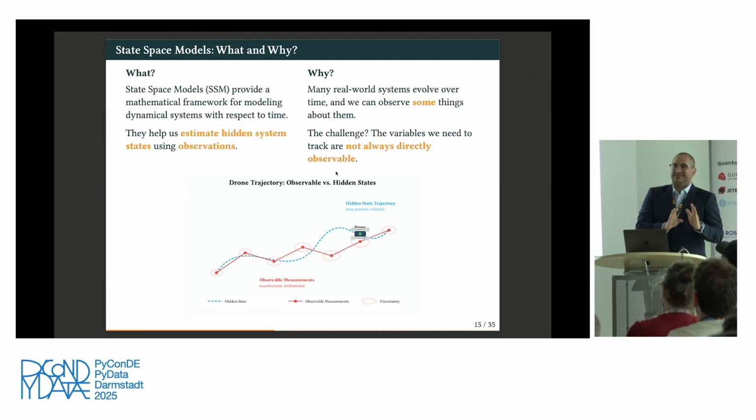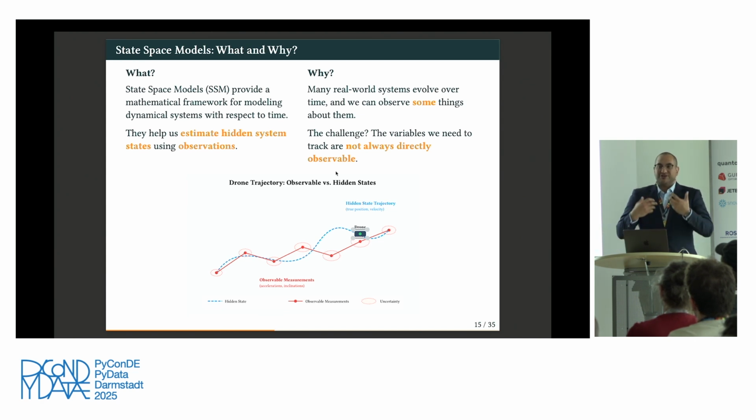I'll talk about what a state is in a moment. The reason we might want to use these is because oftentimes with a dynamical engineering system or mechanical system, we can observe some things about them, but these things that we can observe might not be the things that you care about, right? So they are not directly observable.